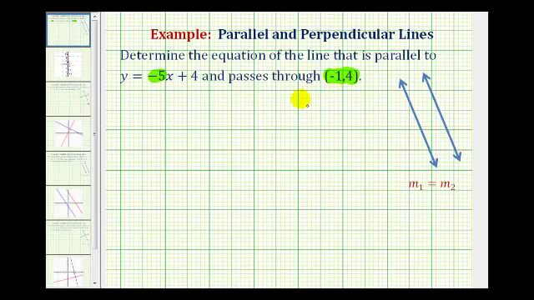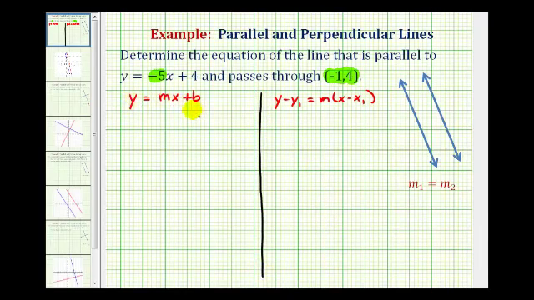Now there are two main ways of determining the equation of a line given the slope and a point. We can use just slope-intercept form, which is y equals mx plus b, or we could use point-slope form, which is y minus y1 equals m times the quantity x minus x sub 1. I'm going to go ahead and show this both ways.